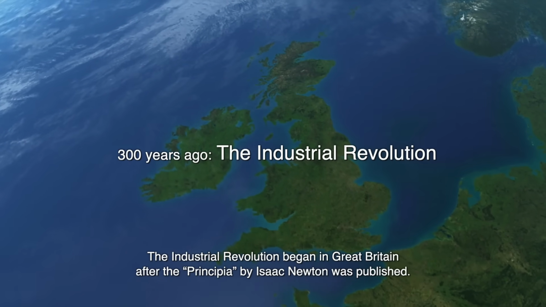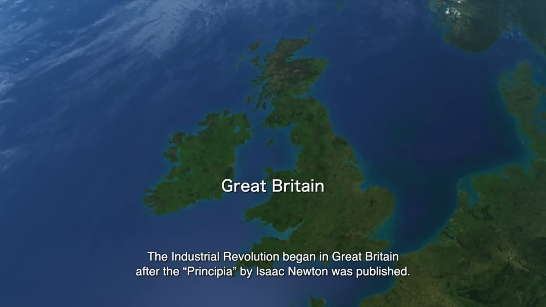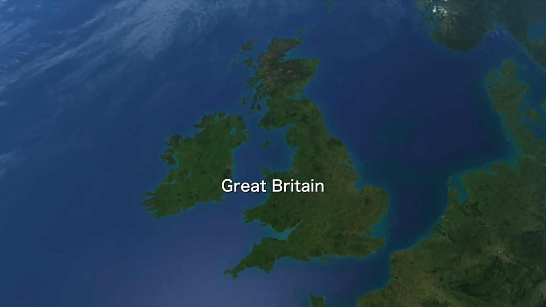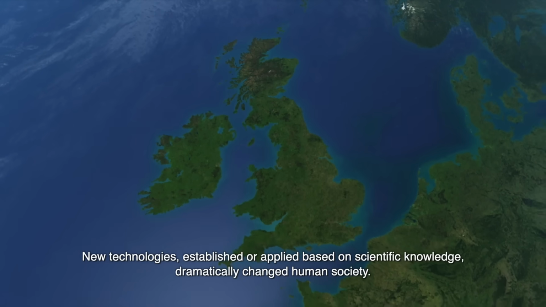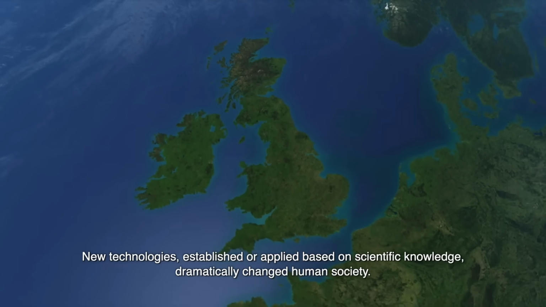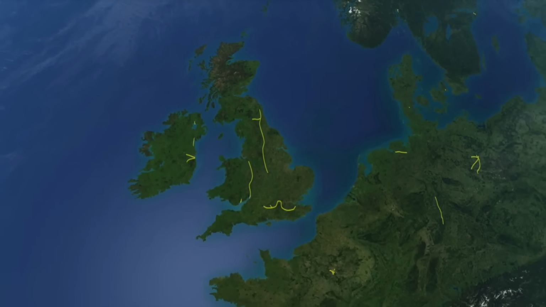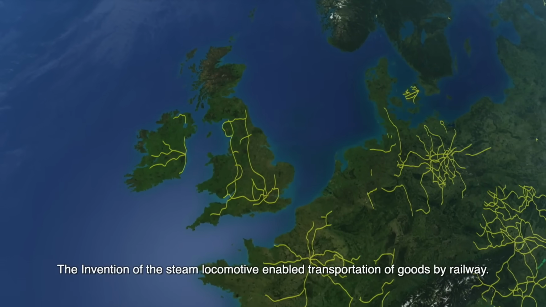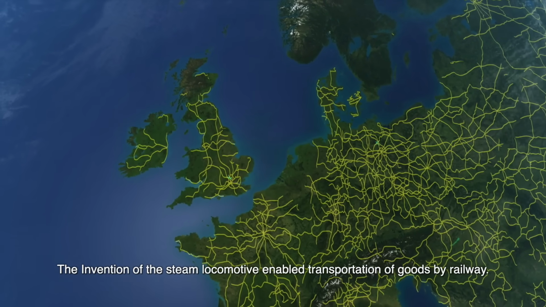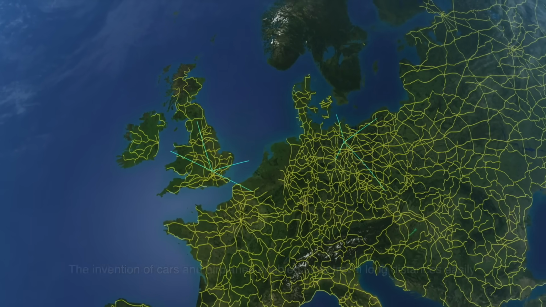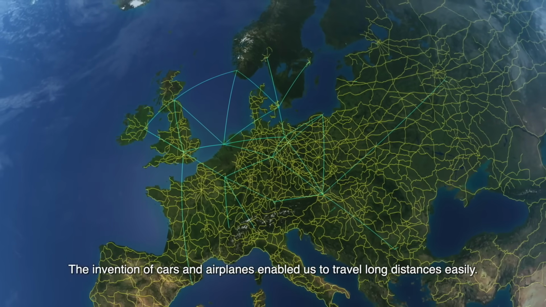The Industrial Revolution began in Great Britain after the Principia by Isaac Newton was published. New technologies, established or applied based on scientific knowledge, dramatically changed human society. The invention of the steam locomotive enabled transportation of goods by railway. The invention of cars and airplanes enabled us to travel long distances easily.